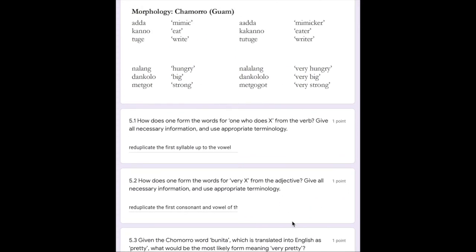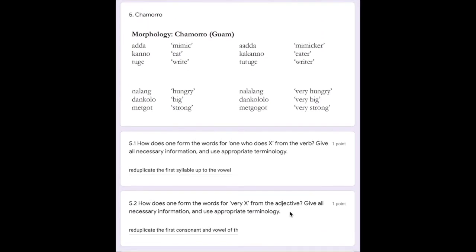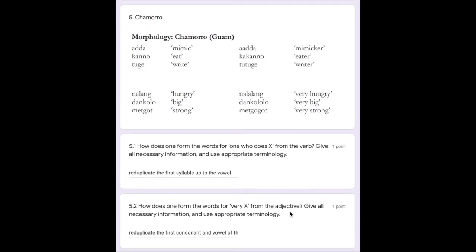Is that hard? Did you get it? Again, don't worry. This is a very difficult question. The questions in your midterm will be more straightforward, and you don't have to do such complicated descriptions like this.